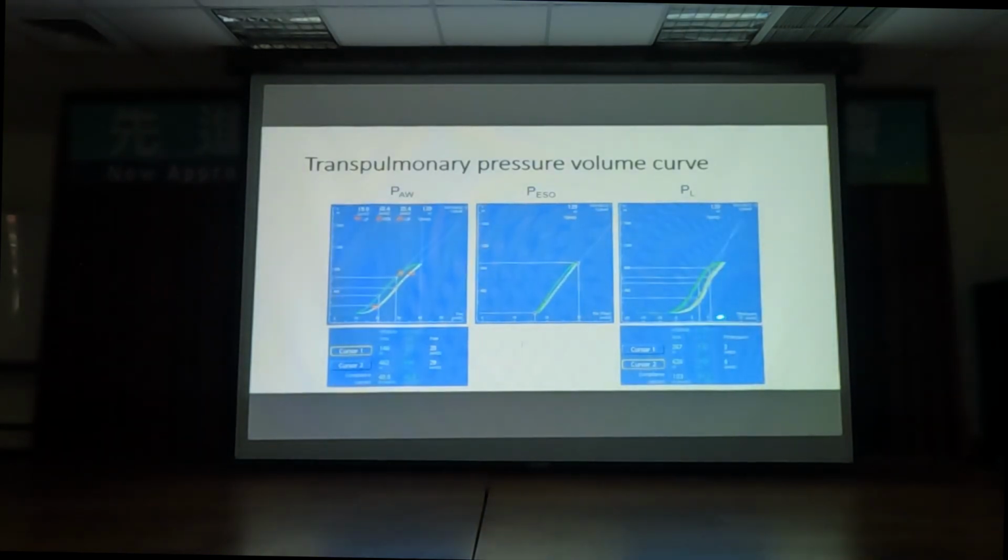And also later, as you watch the PV curve of airway pressure, you can also look at the lung PV curve. And you can see, for example, in this patient, we never reached 20 centimeters of water, right? This means I need to increase the airway pressure, okay?